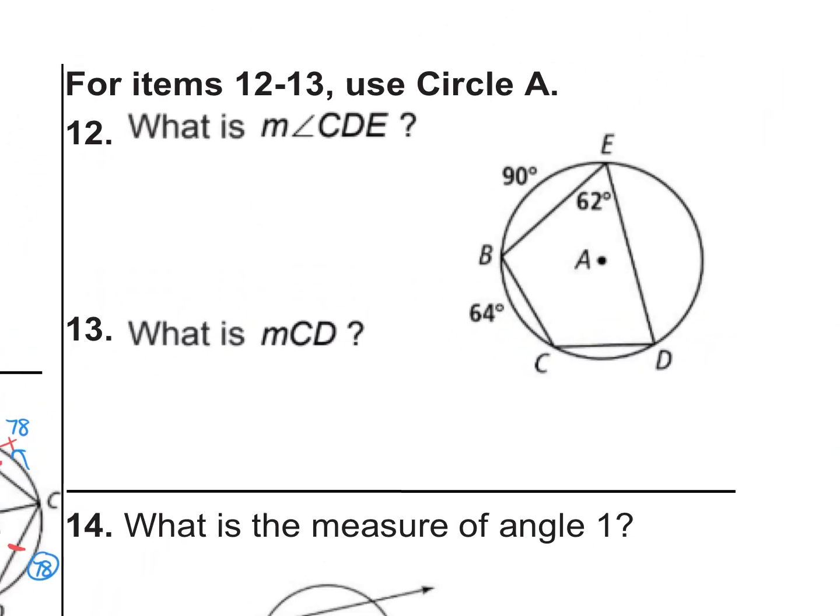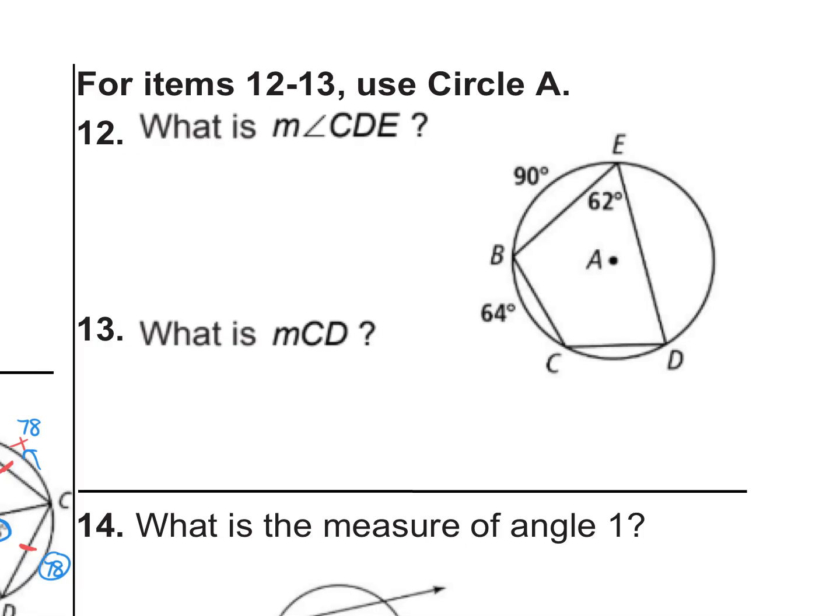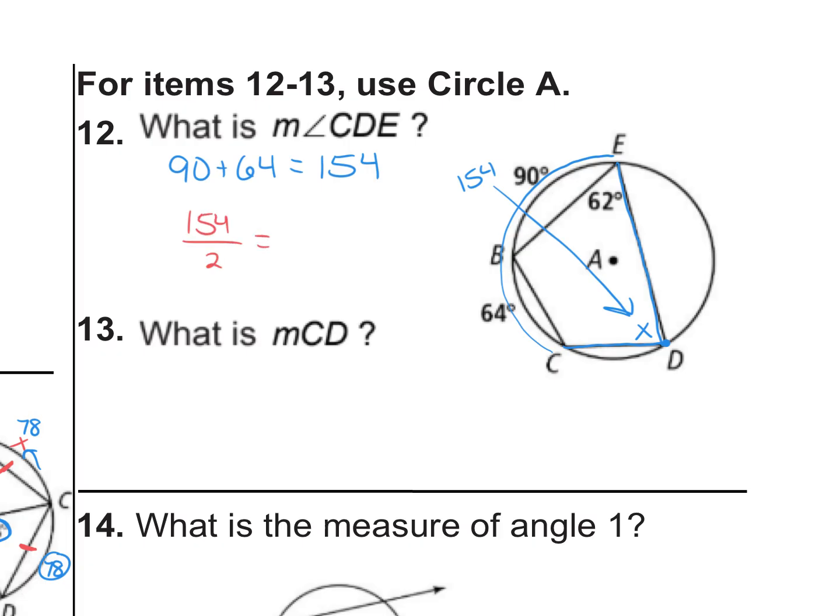Number 12 and 13, using this diagram, wants us to find the measure of angle CDE. What kind of angle is that? Inscribed. What's going to help me find this angle measure? The arcs. I need to know its arc measure. Can I find its arc measure? Yep, just add those two pieces together. 90 plus 64 is 154. If its arc is 154, how do I find its inscribed angle? 154 divided by 2 is 77.